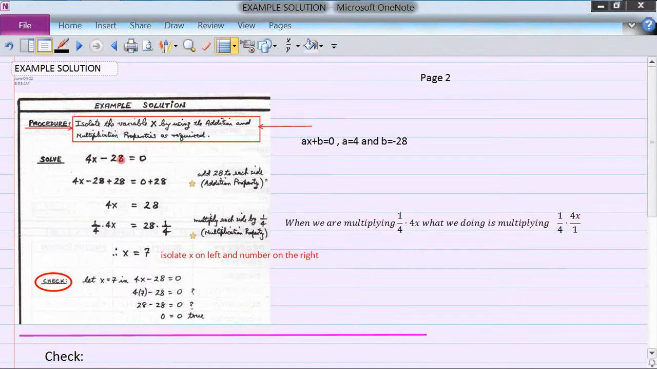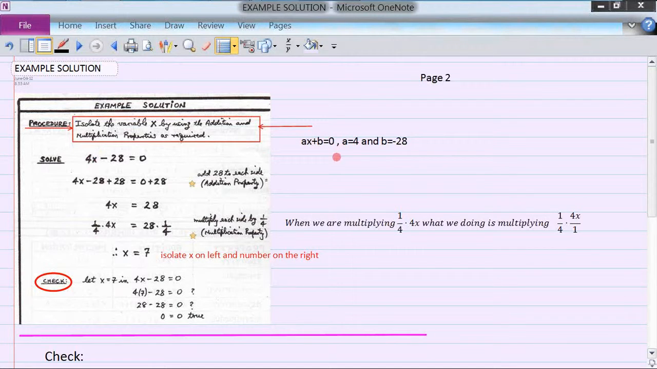So the only difference between this line and this line is I've added 28 to the left and I've added 28 to the right. And why did I do that? To get 4x by itself on the left side of the equation. So you have 4x by itself on the left side, 0 plus 28. So I've added 28 to each side, and this is called the addition property. And by the way, this fits our form of the equation ax plus b equals 0.